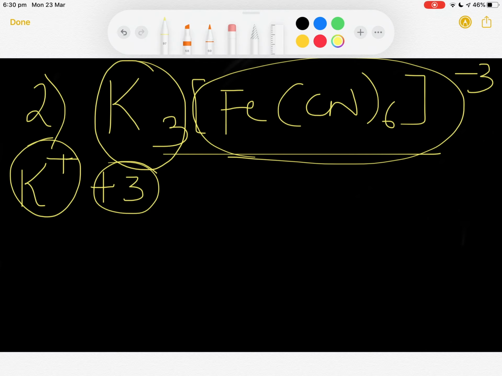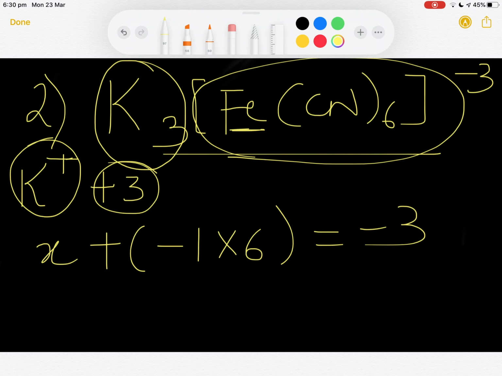Now to figure out the oxidation state, let us first find the oxidation state of iron over here. So I'm going to put it as X plus cyanide is -1 into 6 equal to -3. So X would be -3 plus 6, that comes as +3. So this is how I find out the oxidation state.